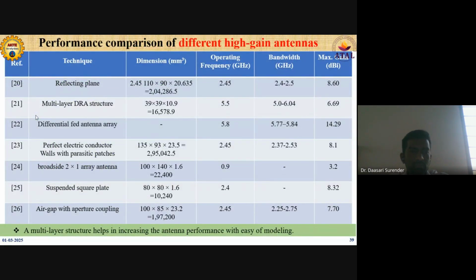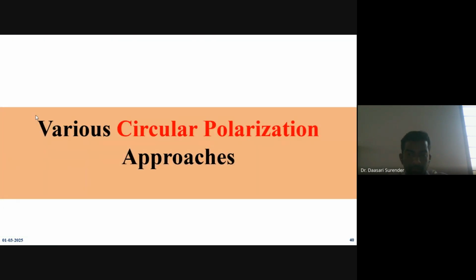So these are the performances. This table shows the performance comparison of different antennas using different approaches. Here, the differential feed antenna array provided more gain compared to the other approaches, other mechanisms of the antenna.